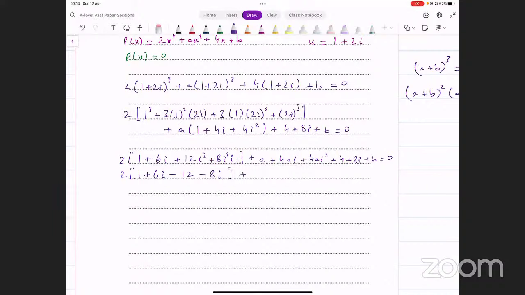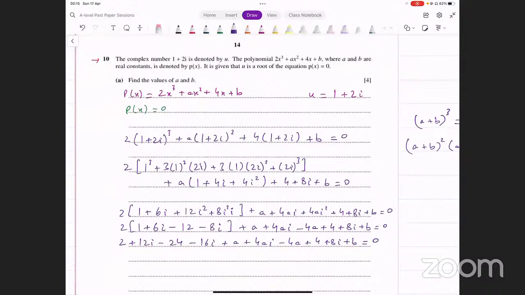ठीक है, what am I left with outside? A plus 4a iota. Again, I've got iota square here. That becomes -4a plus 4 plus 8 iota plus b equals 0. And now let me expand this and bring together the real terms and the imaginary terms. 2 plus 12 iota minus 24 minus 16 iota plus a plus 4a iota minus 4a plus 4 plus 8 iota plus b, that equals 0. Look out for any careless errors.